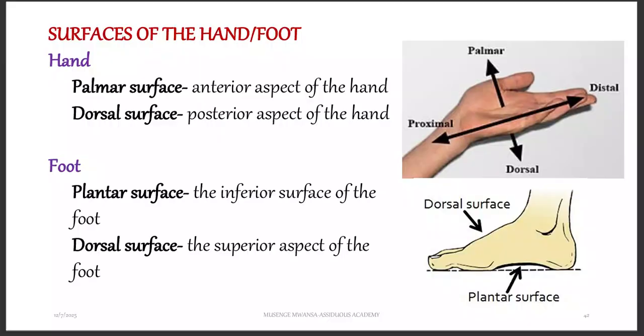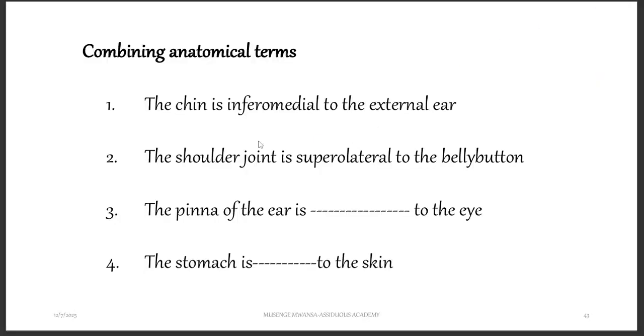Okay, you can combine them. That's why you can see here, I've said the shoulder joint is superolateral to the belly button. The meaning of that is that the shoulder is actually on top of the belly button. At the same time, the shoulder is lateral to the belly button. Do we get the sense when it comes to combining the terms? Does that make sense?